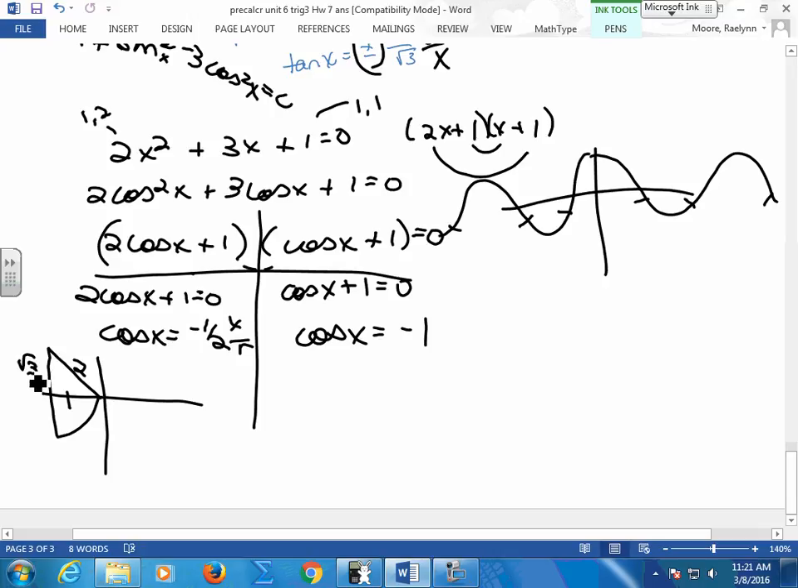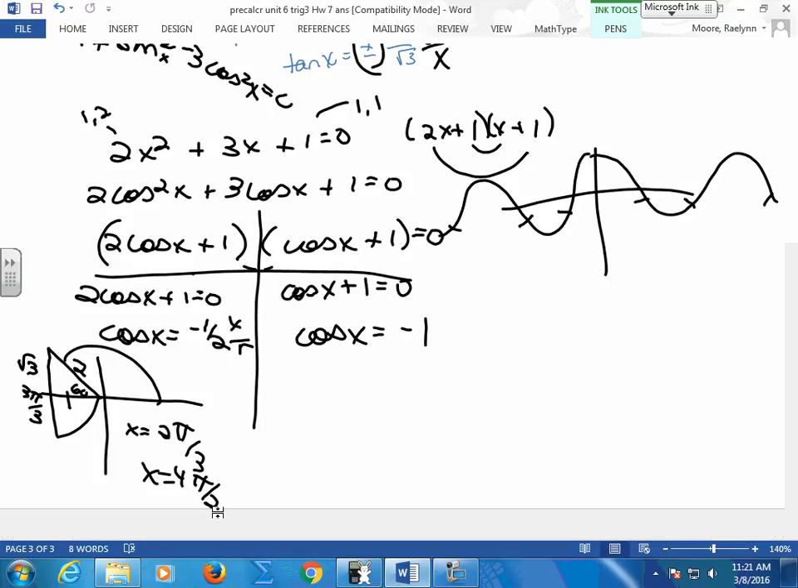What reference angle is this? 60. Good. How many times does 60 go into 180? 3. So this guy's going to be 3 pi over 3. So what is 1 short of 3 pi over 3? 2 pi over 3. And what is 1 after 3 pi over 3? 4 pi over 3. So from 0 to 2 pi, this is a 3.